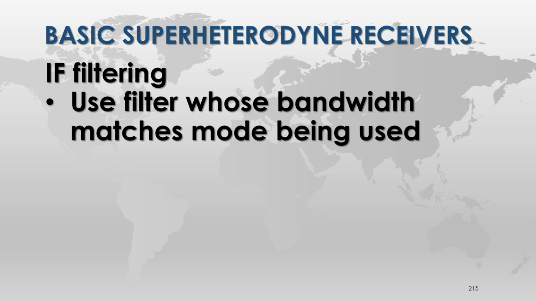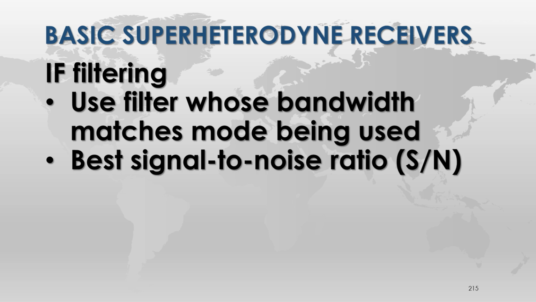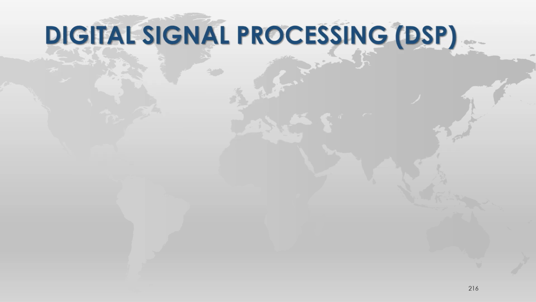I didn't understand that when I got started either. 500 hertz, 2400 hertz. What is this? Why do I want the narrowest one? I want the one that cuts out all the noise. Oh, that doesn't work very well. Nope. Get out the manual. Oh, that's for CW. Yeah, the best signal to noise ratio, or S/N, is out of your IF filtering.